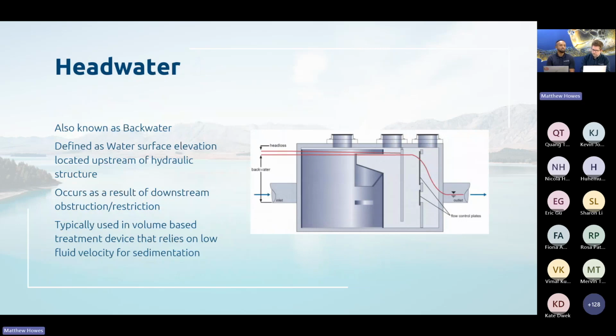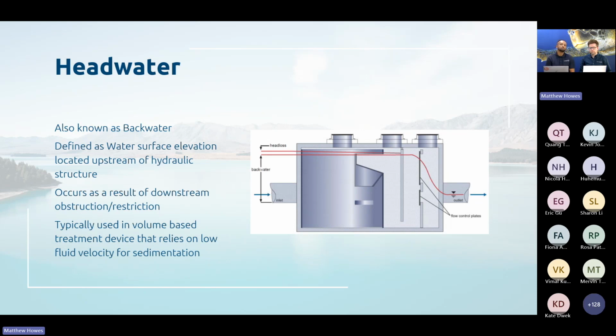So another consideration that we need to make when we design stormwater treatment devices is headwater, which is also known as backwater, which is a water surface elevation upstream of a hydraulic structure or a treatment device. This can occur as a result of downstream obstruction or restriction that is typically used in volume-based treatment devices, which rely on low fluid velocity for sedimentation.